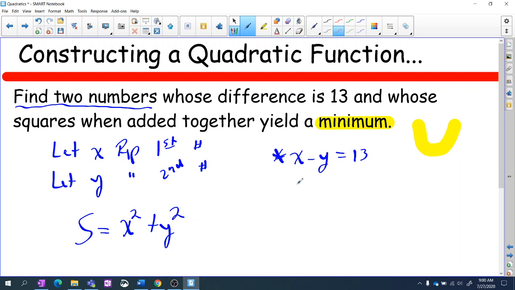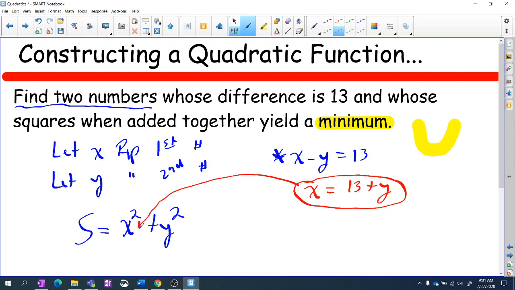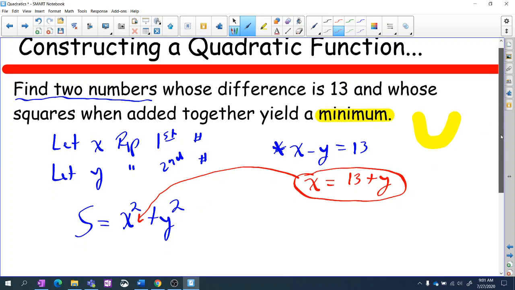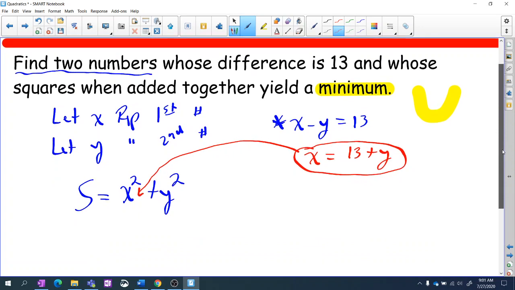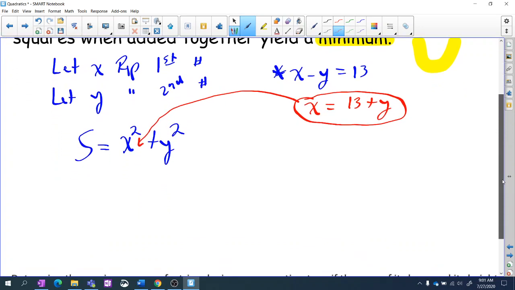So what I'm going to do is go to this little piece of information I have here, and I'm going to rearrange it. I'm going to say x has to be 13 plus y. I'm going to take that and then put it in here instead of the variable x. Now you could have rearranged for y equals instead and put something in here. It doesn't make any difference. You'll either find number x or number y.